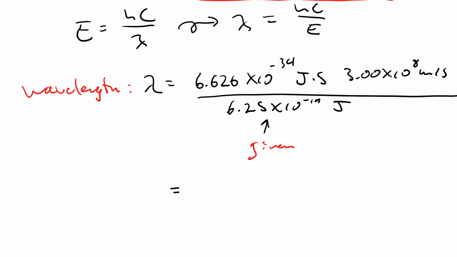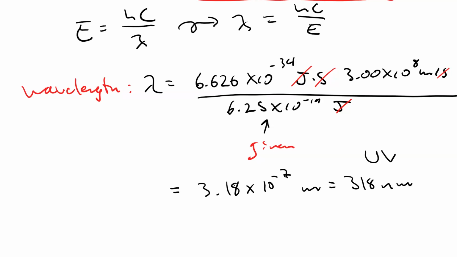When I plug this all into my calculator, I get 3.18 times 10 to the negative 7th, and the units, let's see, joules cancels, seconds cancels, and I'm left with meters. That's 318 nanometers. That's a reasonable wavelength for light. This will actually put us in the ultraviolet region of the spectrum.